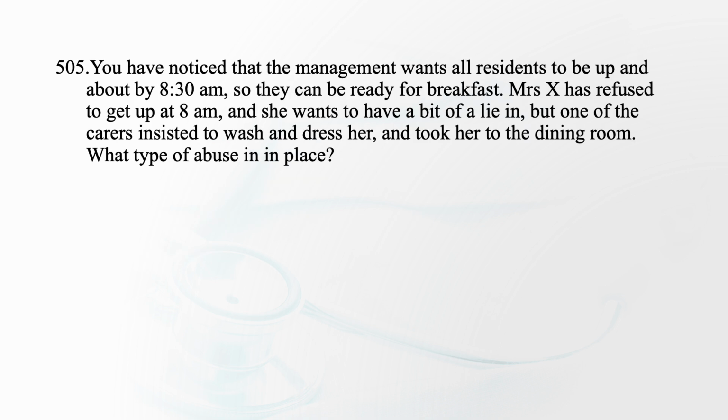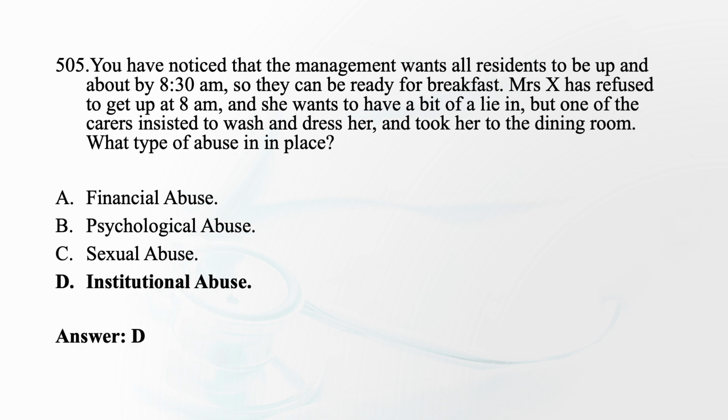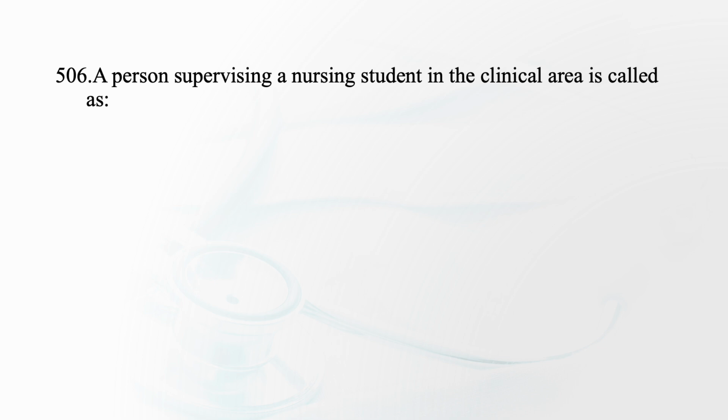Question number 505. You have noticed that the management wants all residents to be up and about by 8:30 a.m., so they can be ready for breakfast. Mrs. X has refused to get up at 8 a.m., and she wants to have a bit of a lie-in, but one of the carers insisted to wash and dress her, and took her to the dining room. What type of abuse is in place? Option A. Financial abuse. Option B. Psychological abuse. Option C. Sexual abuse. Option D. Institutional abuse. The correct answer is option D. Institutional abuse.